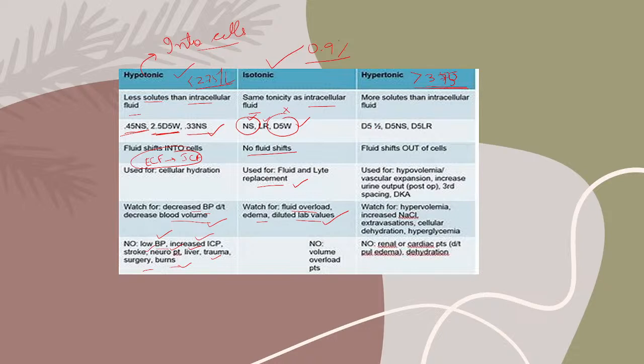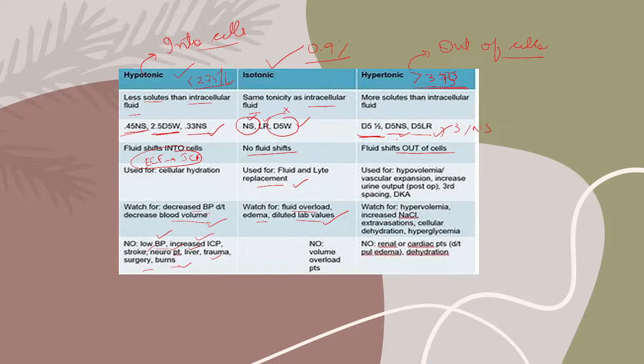If we talk about examples, there are D5 half NS, D5 in 0.9% NS, and D5 in Ringer lactate. These all are hypertonic, and another example we can take is 3% NS. And the fluid shifts out of the cell. In hypotonic, we discussed fluid is shifting into the cells, and in this fluid is shifting out of cells.